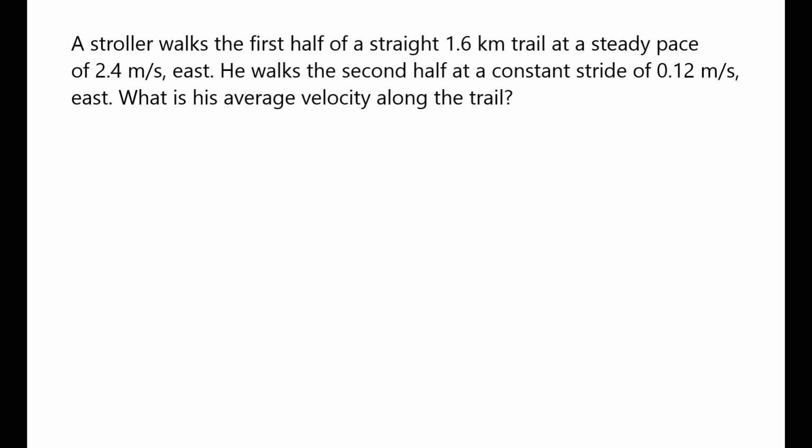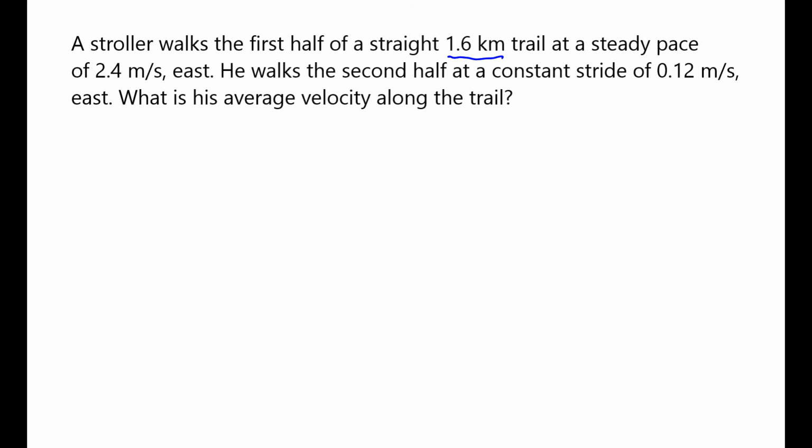What we're going to have to do is, we have the total distance as 1.6, and we have to find the total time it took him to cover that, and then do total distance divided by total time to get the average velocity. Does that make sense? Because remember, even though he's going the same distance at each speed, what matters is how long it takes him at each speed.